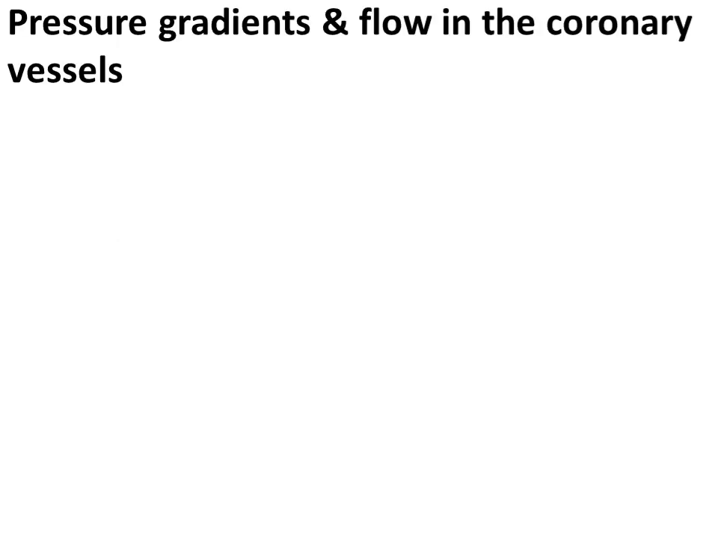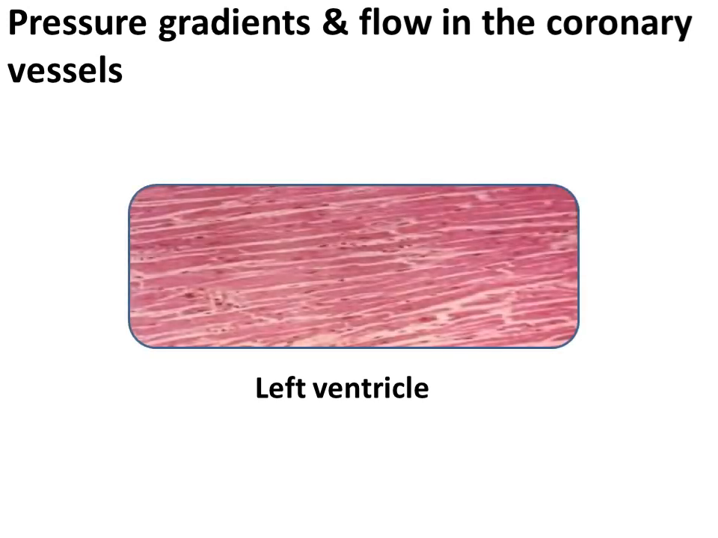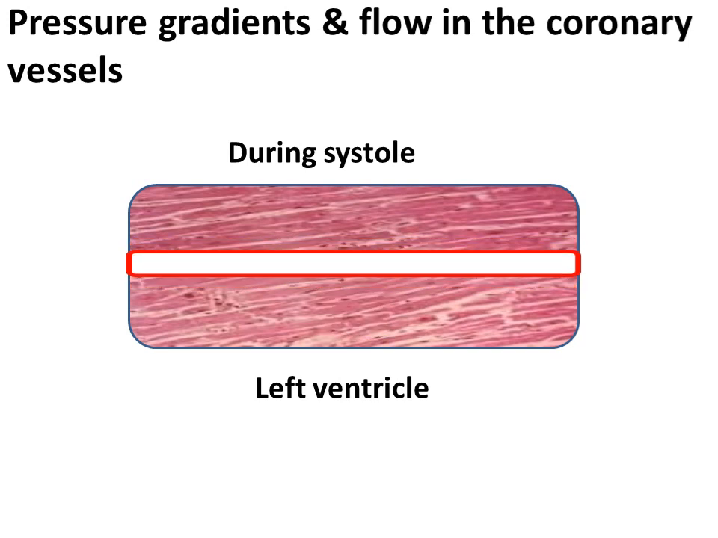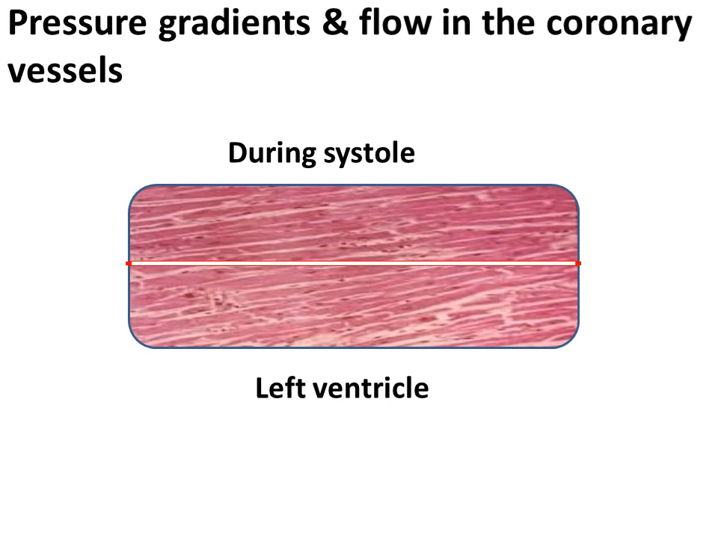Let's see the pressure gradients and flow in the coronary vessels during the cardiac cycle. In the left ventricle, this is the cardiac muscle, and this is the intramuscular coronary artery. During systole, the pressure in the intramuscular coronary artery is equal to that in the aorta, which is about 120. The pressure in the ventricle is more than that of the aorta, so the intramuscular coronary artery will be compressed and blood flow reduced.